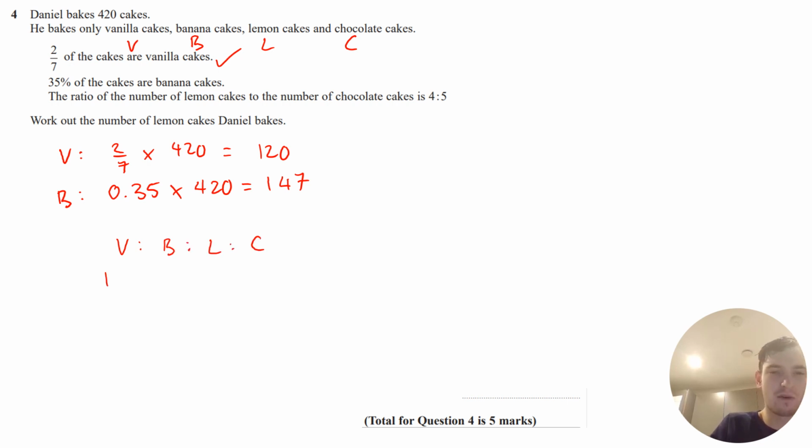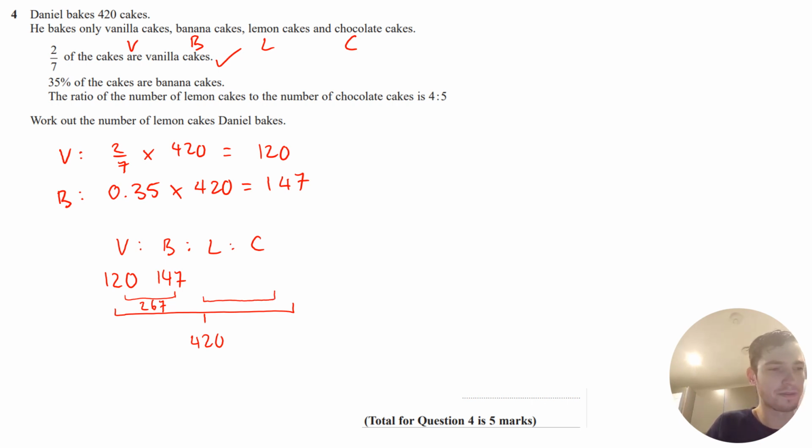So I knew that vanilla was 120, banana was 147, and all together there are 420 cakes. So if I add 120 and 147, I get 267, and then subtract that from 420, and I get 153. So now I need to share lemon and chocolate in the ratio of 4:5.